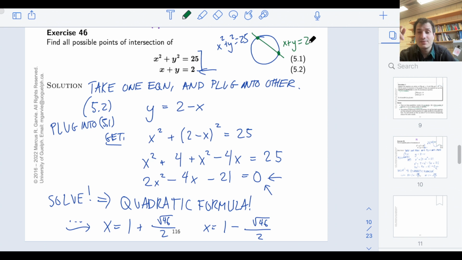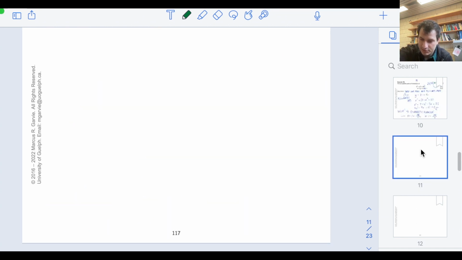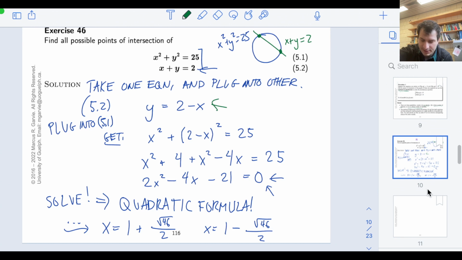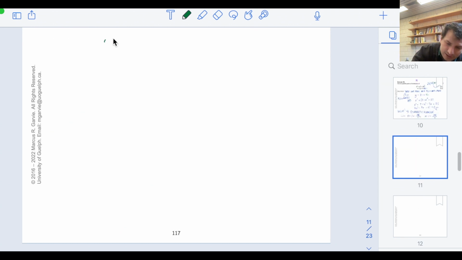We plugged x plus y equals 2, rearranged for y, into the other equation, and we got a quadratic equation. And then I said, use the quadratic formula, you get this. But let me show you the details in case you want to see it a little bit slower. So the equation we got is 2x squared minus 4x minus 21 equals 0.